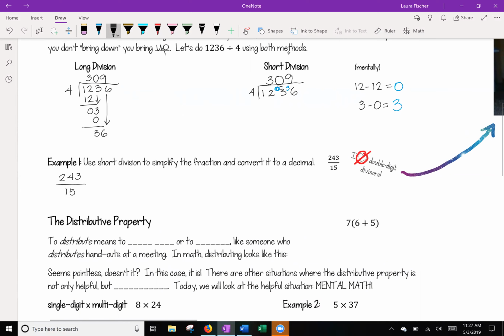And I really hate two-digit divisors. And because I've practiced short division, a lot of times I can do the division completely in my head. Now, I know that 15 can be divided by 3 and it can be divided by 5. And I can tell that 243 is not going to be divisible by 5. But if I add the digits, and this is a divisibility rule, 2 plus 4 is 6, plus 3 is 9. 9 can be divided by 3, so that tells me that 243 can be divided by 3.